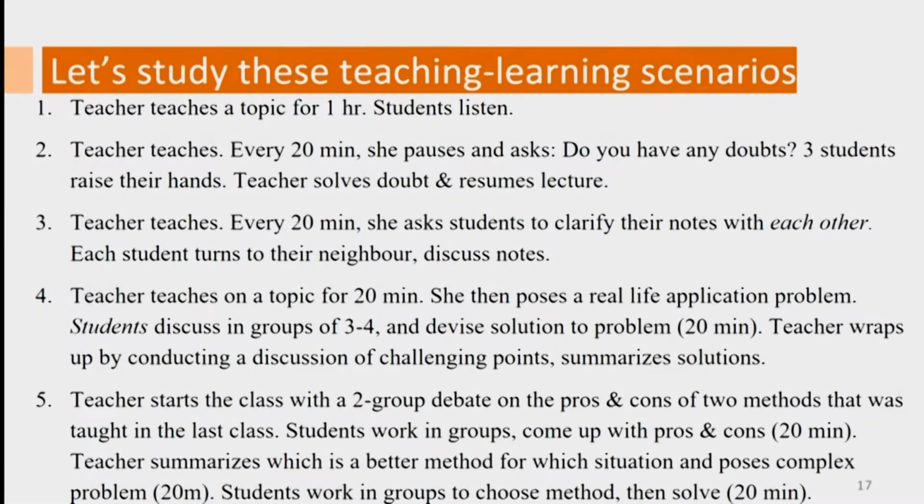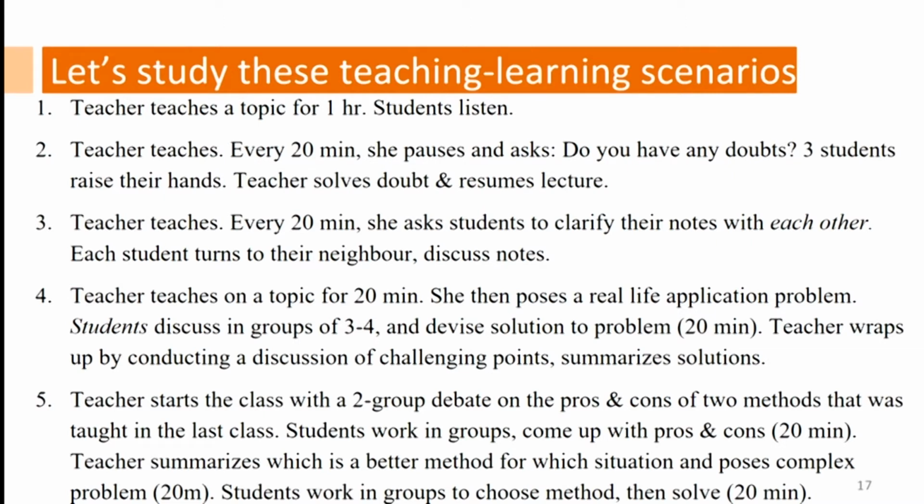Scenario 5: the teacher starts the class with 2 groups of debate. So you have one group of students and the other group of students. You give them activities to discuss 2 methods of teaching that were used in the last class. Students have to work in groups together and come up with some advantages of the methods that were used in the 2 previous classes. Then the teacher summarizes what the students have done and the feedback that has come from the students on what is being presented.